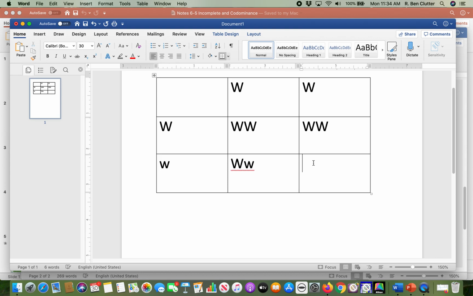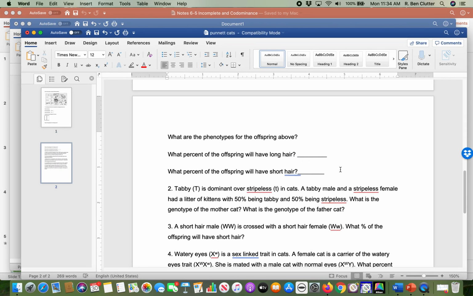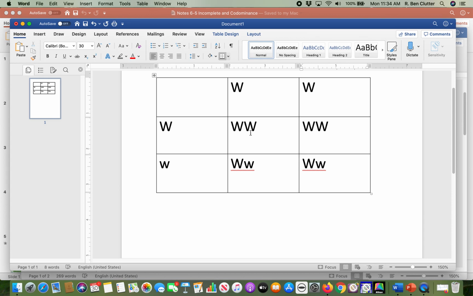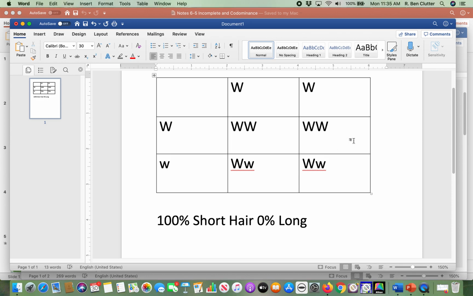Now, since they switched letters on me, I'm actually not remembering what was dominant. So I'm going to scroll up here. Short hair was dominant. So I look at the offspring. Capital, capital. That tells me it's a dominant trait. That's short hair. Capital W, lowercase w. Now, I always put the capitals first, so that way I'm automatically thinking this is a dominant trait. So that's short hair. That's also going to be the dominant trait, which is short hair. So basically, I end up with 100% short hair and 0% long hair, and that is a 4-to-0 short to long hair ratio.